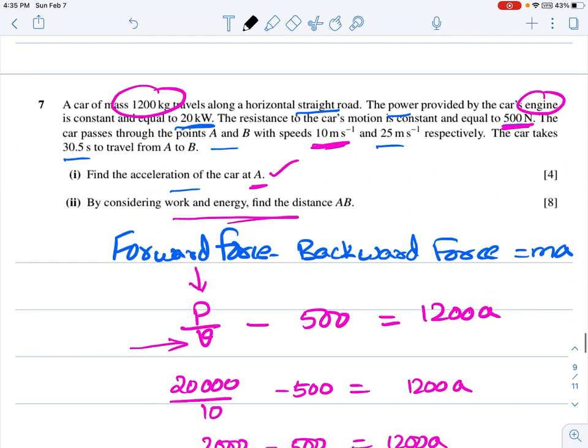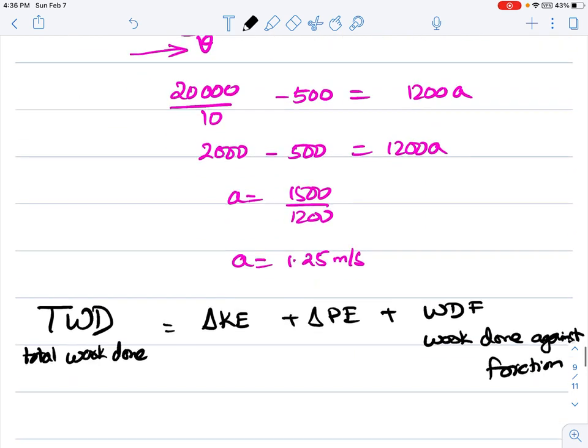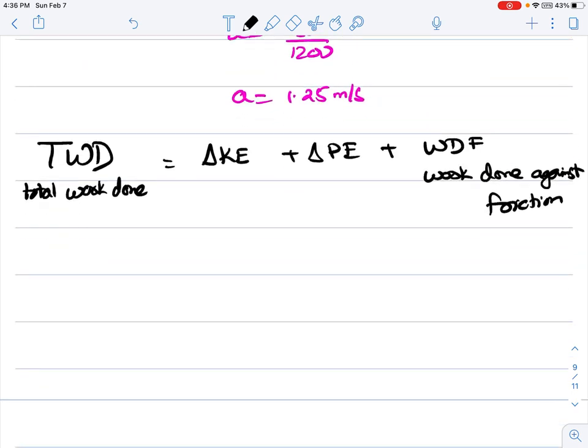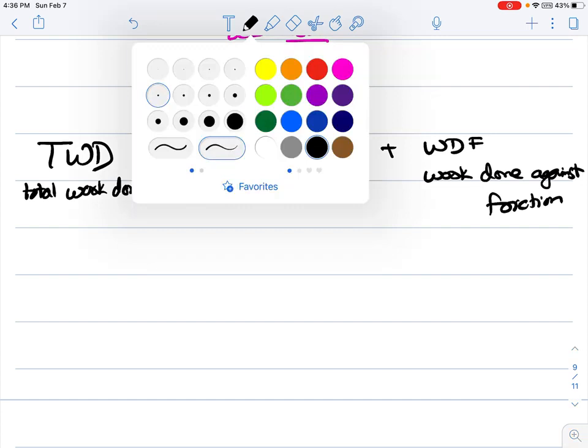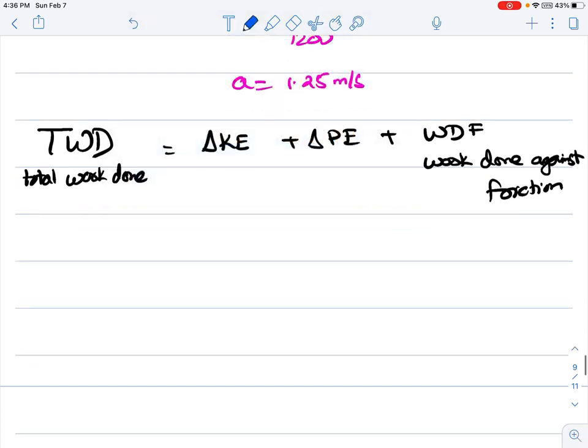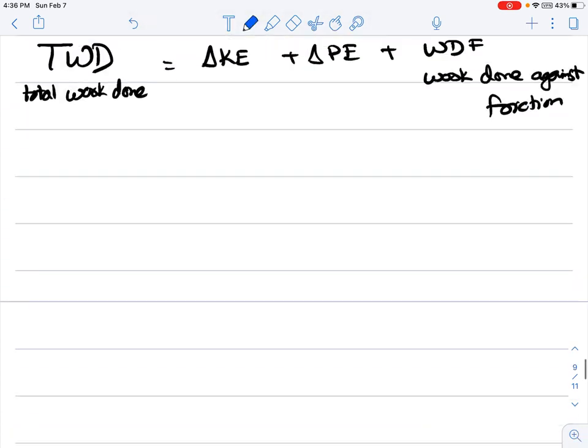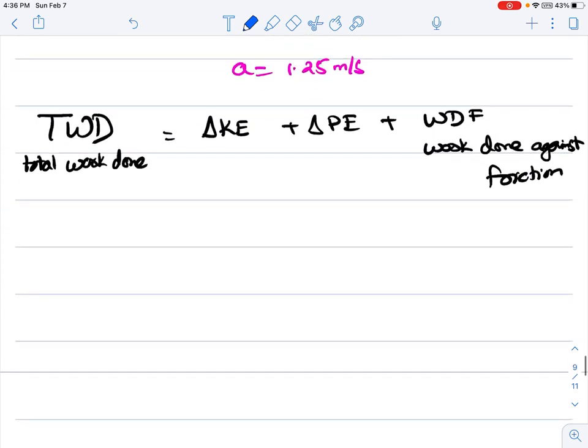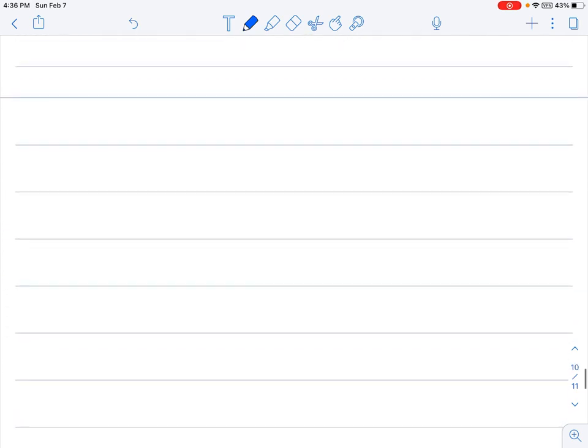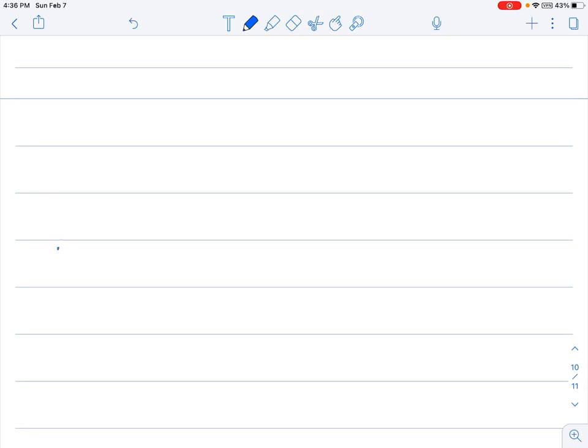Now, what is the distance between A and B? Has he given the distance between A and B? He has not given the distance between A and B. So what am I going to do? First of all, I have to find delta KE, then I'll plug in all these values over here. A lot of space is there, so I go down and find delta KE first.